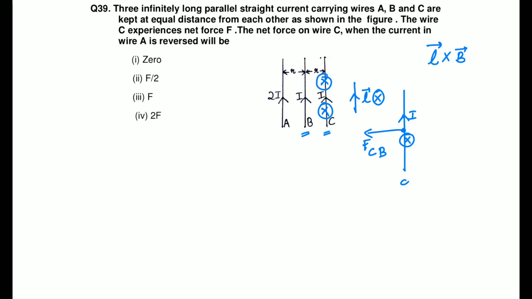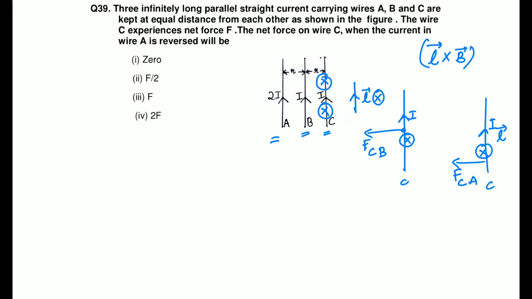Same thing, you have to understand, this is your C wire, and the magnetic field is actually inside. Your length vector will again be in the direction of your current. With the help of your L cross B rule or the right hand thumb rule, find the direction of the force which wire C experiences because of the current flowing in wire A. Just do the right hand thumb rule with me. The force is in that direction, force on C because of A. Is that a yes or no?